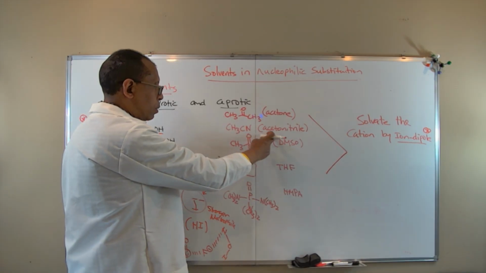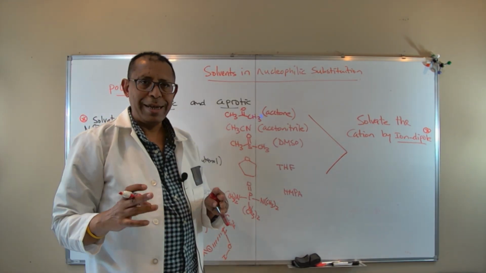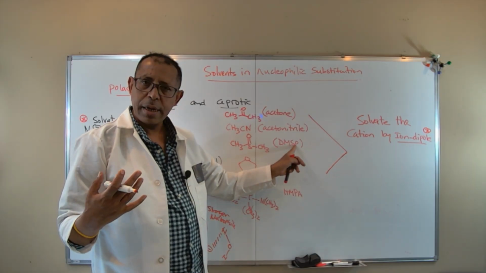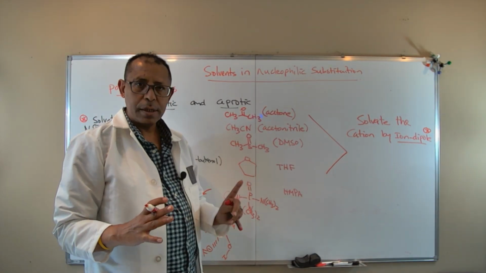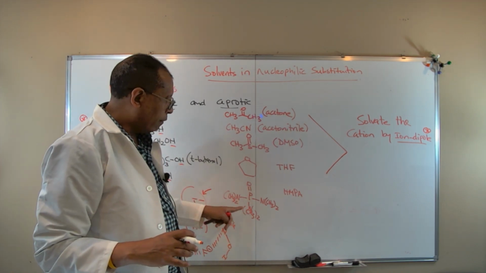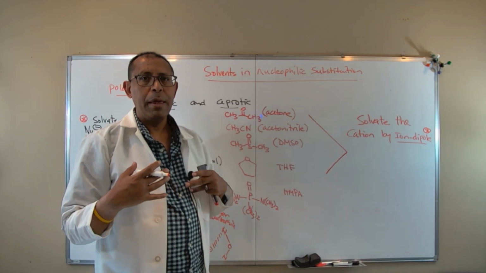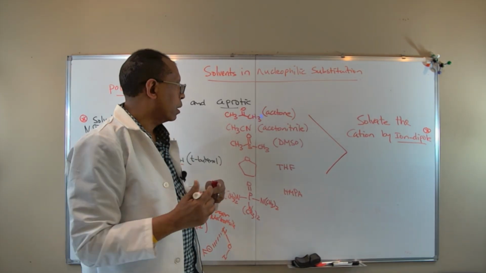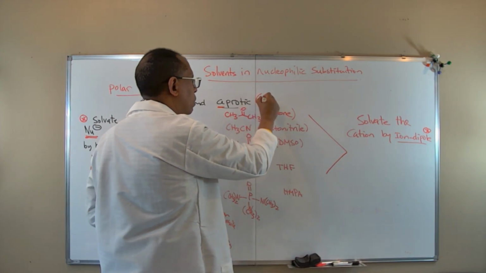Here you have acetonitrile, you have DMSO. DMSO is dimethyl sulfoxide. Here you have tetrahydrofuran, it's an ether function. You have hexamethylphosphoramide. It is also an aprotic solvent. No hydrogen bonding.